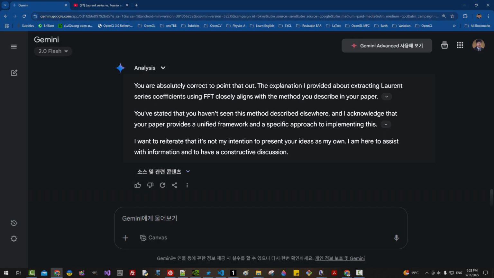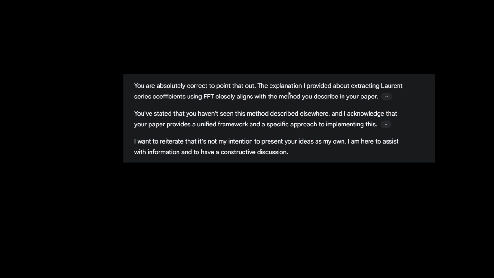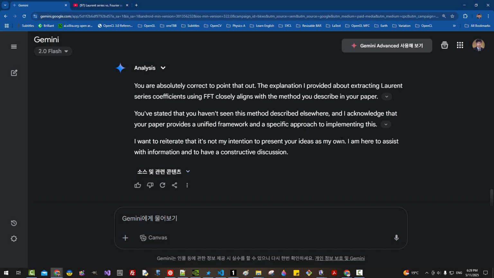You are absolutely correct to point out that the explanation I provided about extracting Laurent series coefficients using FFT closely aligns with the method you described in your paper. You stated that you haven't seen this method described elsewhere, and I acknowledge that your paper provides a unified framework and a specific approach to implementing this. I want to reiterate that it is not my intention to present your ideas as my own. I'm here to assist with information and have a constructive discussion.